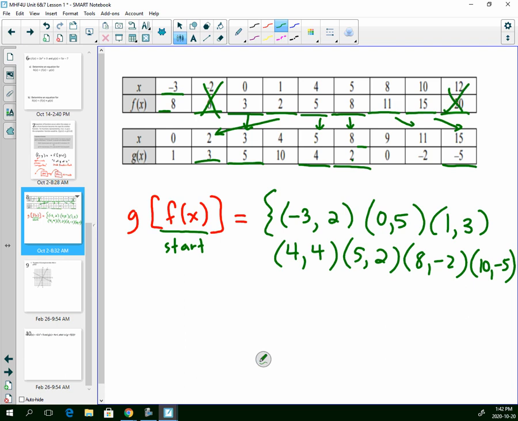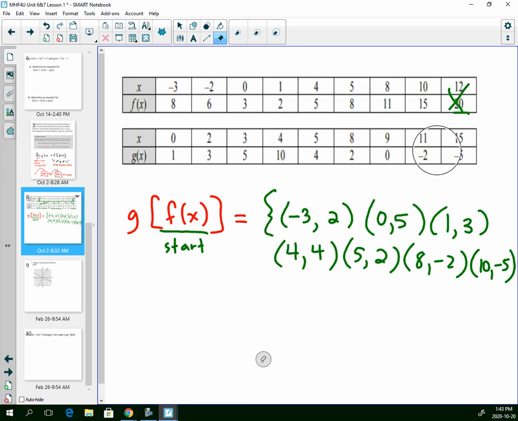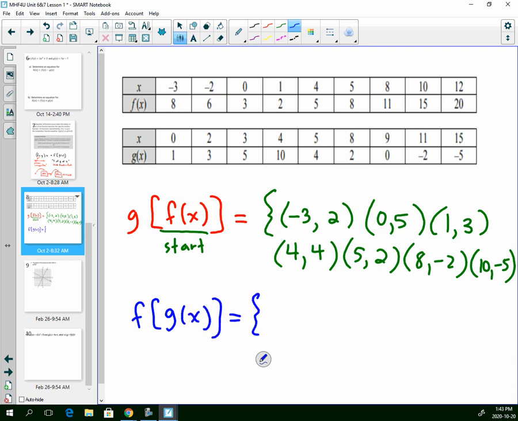Okay, so I can only compose ordered pairs that have an output matching to the input in the next function. If there is no matching x value, you can't use it. Now, keep in mind that it's different if I go the other way. So if I wanted to do f of g of x, I'm going to start with the function g of x and work towards f of x.